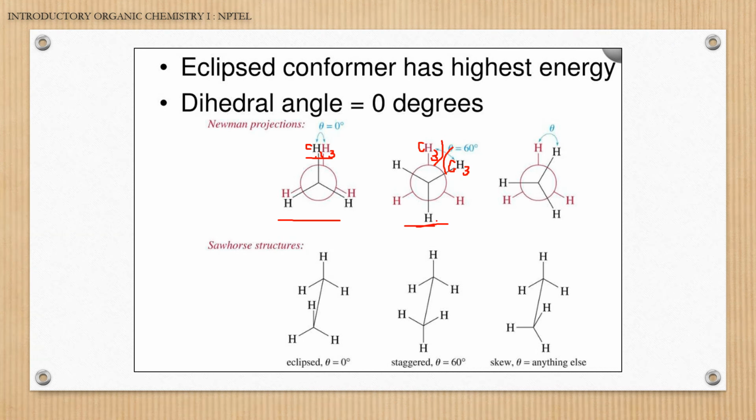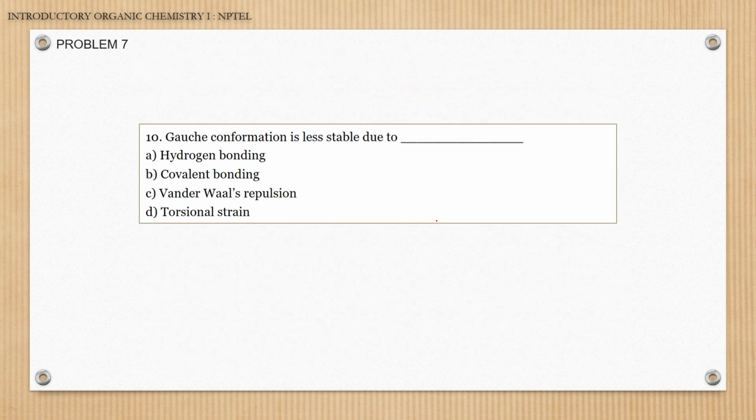Is it understood, or should I repeat? Okay. So in the options, which will be the correct one? Is it hydrogen bonding? No, hydrogen bonding is not there. Van der Waals repulsion. Yes, van der Waals repulsion will be the correct answer. You can call it steric hindrance or van der Waals repulsion. There is a repulsion between these methyl groups. That is why the Gauss conformation is less stable than the anti conformation.